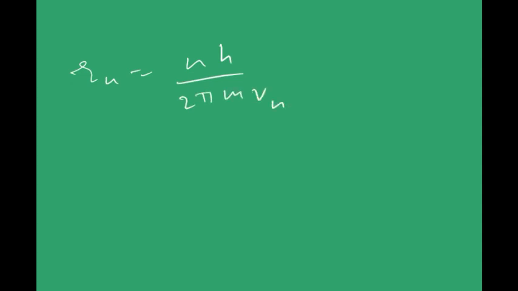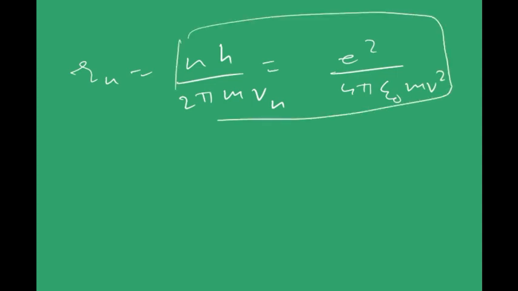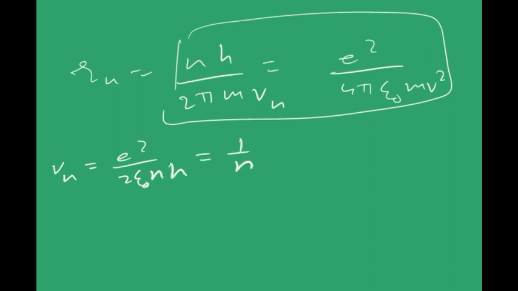And from the previous equation of radius, I have R as E square by 4 pi epsilon naught m V square, right? From this part of equation, Vn is equal to E square by 2 epsilon naught n h. Of course, this is more commonly written as 1 by n E square by 4 pi epsilon naught and 1 by h by 2 pi. This is h by 2 pi. You find many equations written in the form of 4 pi epsilon naught and h by 2 pi using these terms, and hence this is written that way.